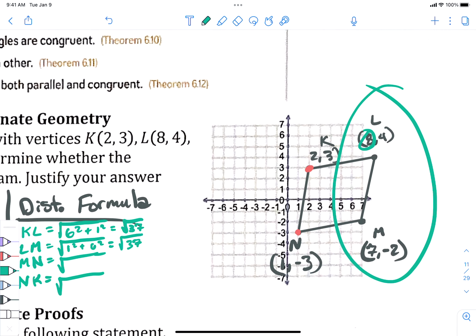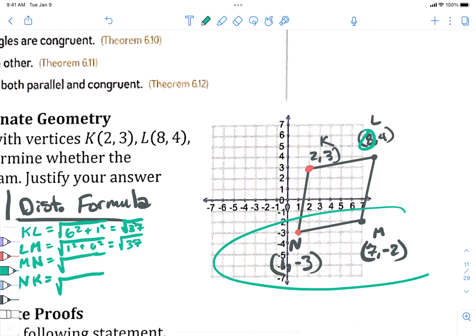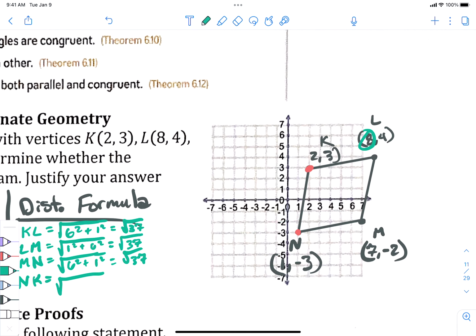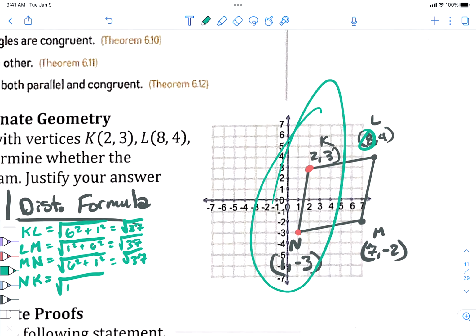Okay. M to N. Those are my bottom two. How many units are we going in the X direction? 6. And how many units are we going in the Y direction? 1. That's another square root of 37. Holy cow. And then my two left sides are from N to K. How many units are we going in the X direction? 1. In the Y? 6. The square root of 37 again. What? So we have all 4 sides of the same length.